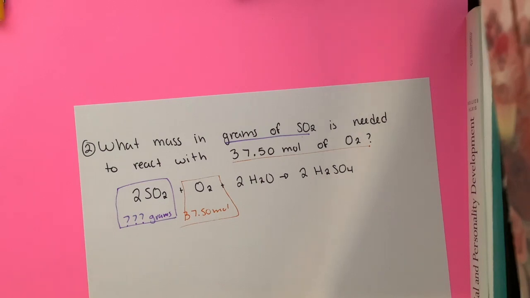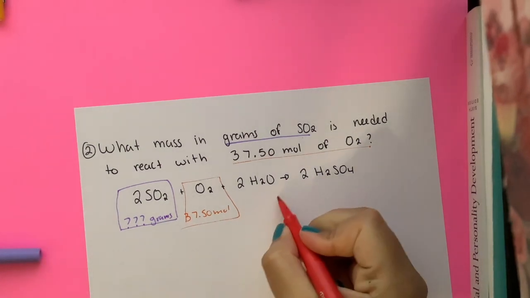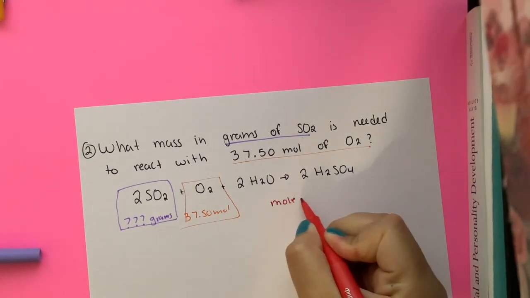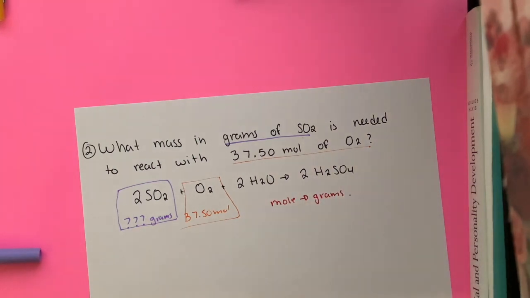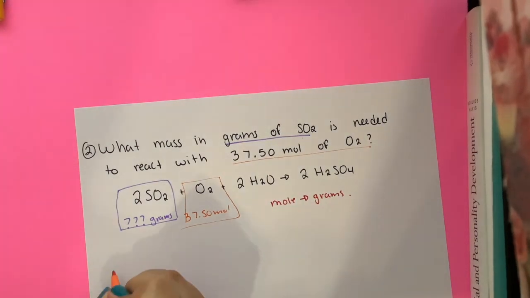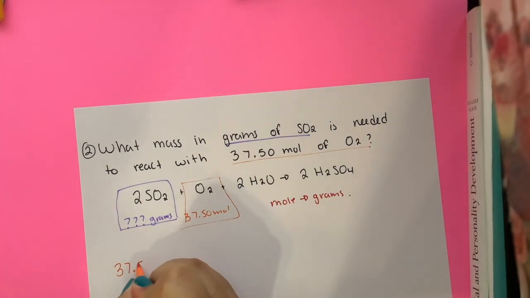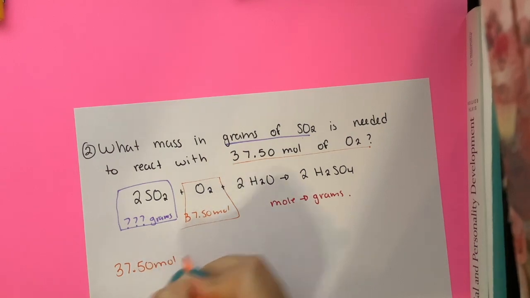Okay, so this question is giving us the information in moles. So we're going to go from moles to grams. The first thing I'm going to do is write what was given to me. 37.50 moles of oxygen gas.